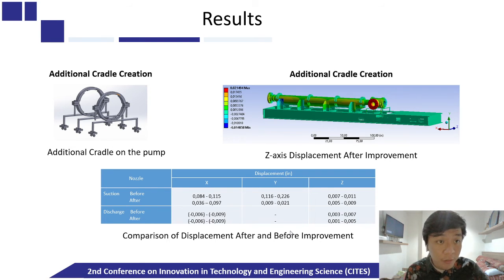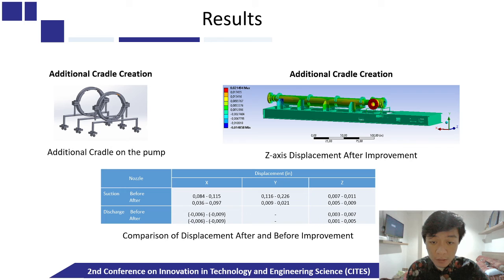And this additional cradle creation is our improvement. An additional cradle is made to maintain the position of the pump to prevent displacement. The additional cradle will be placed in the part of the pump that is connected to the suction nozzle. The material used in this cradle is a solid rod fabricated in a circular shape with galvanized steel material, as seen in the following figure.